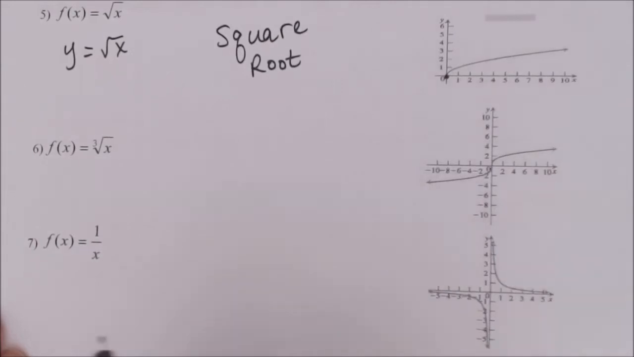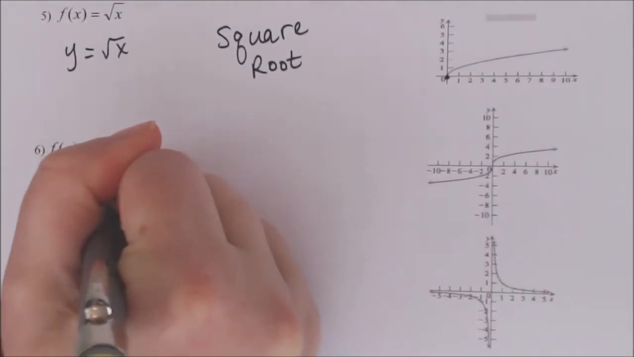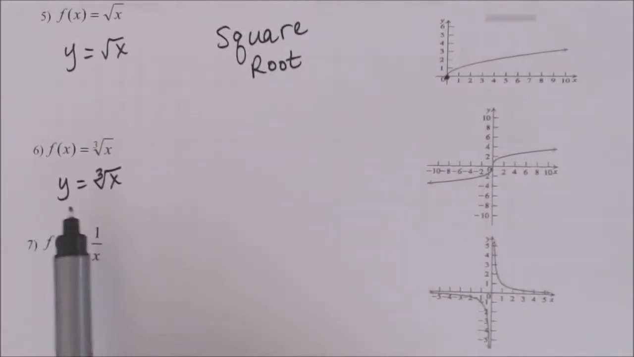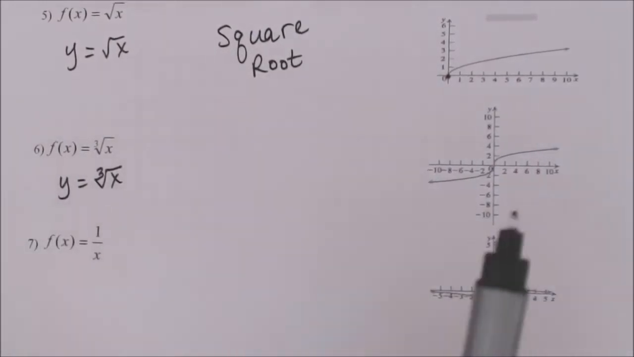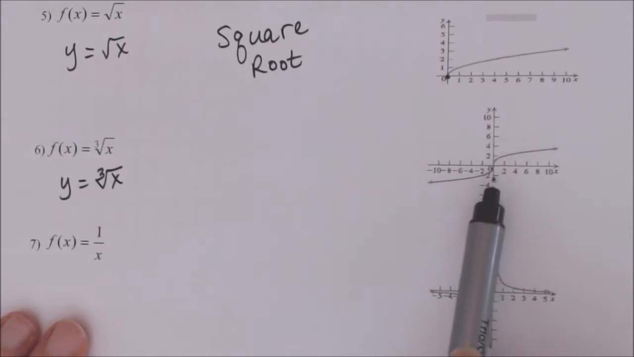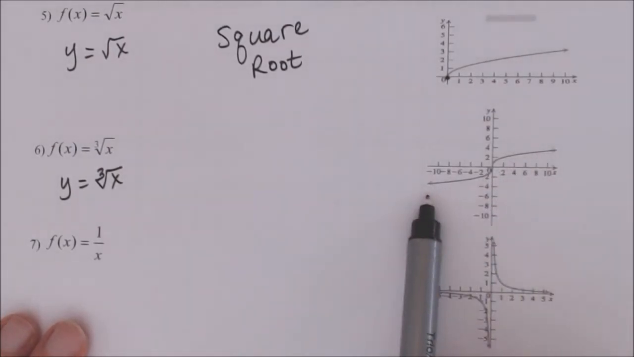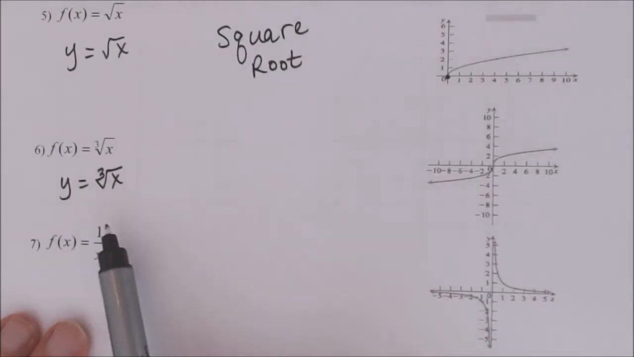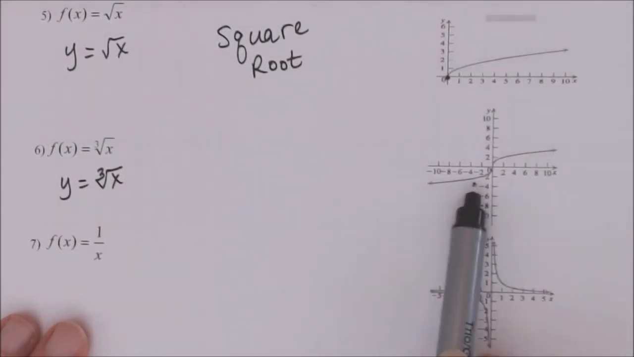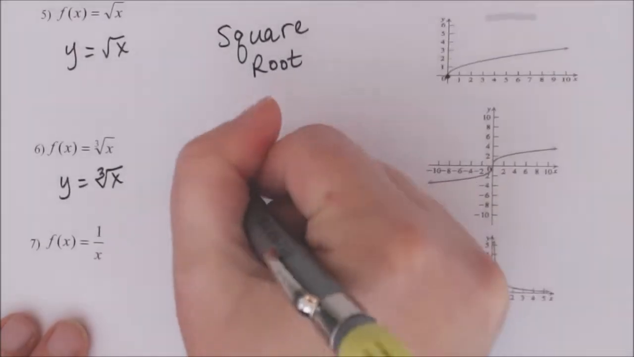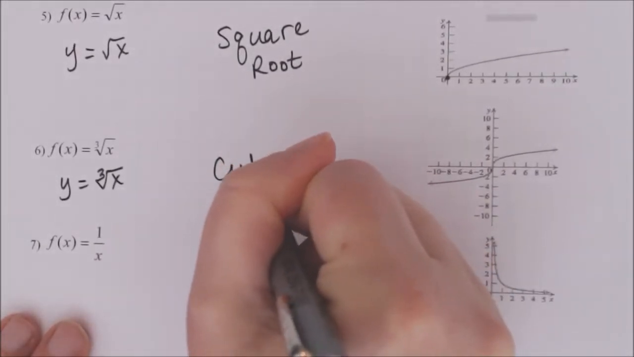Okay, number 6. This is similar to the square root function. This is y equals cube root of x. And I'm putting the y here. F of x and y, remember, the same thing. I just want you to know that. It looks like this. It goes to the origin again, goes up on the right, down on the left. You can take the cube root of negative numbers, which is why we have definition over here. So this is the cube root function.